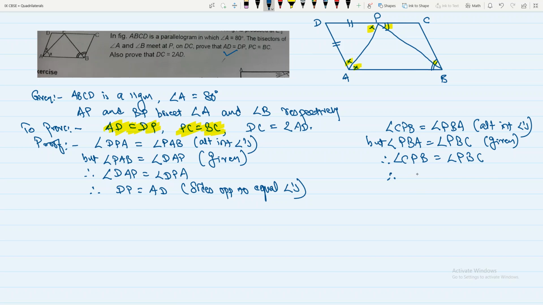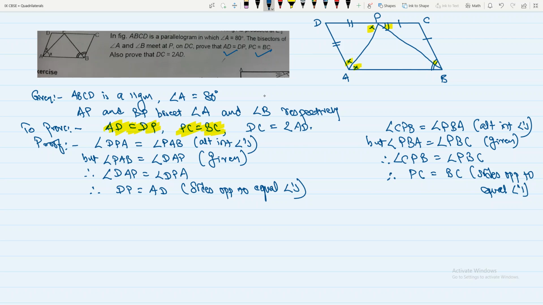Sir, because angle BPC is equal to angle PBC, which we proved. Therefore, sir, PC is equal to BC, sides opposite to equal angles. ठीक है, साइड्स ऑपोजिट टू इक्वल एंगल्स, मतलब ये वाली साइड इससे इक्वल है. ठीक है, तो ये भी हो गया. PC इज इक्वल टू BC.